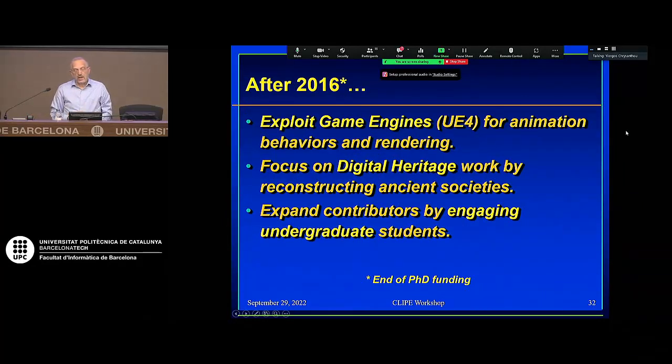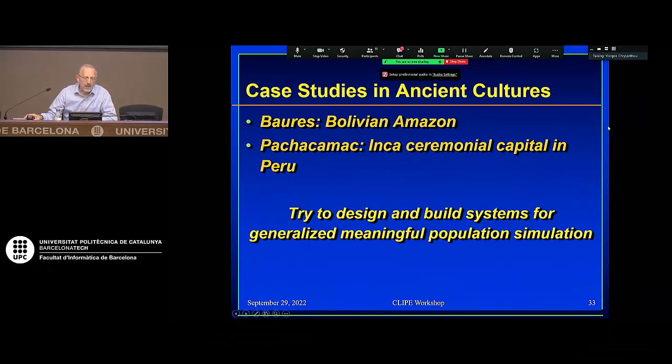So in the intervening years, the last 5 years or so, what we found is we almost never have to build renderers anymore. We just exploit game engines. We wanted to build communities, and the best way of doing that was to look at ancient societies, because there we had some motivation to do that. And because I was no longer getting research funds, I started engaging undergraduate students. My last PhD student graduated in 2017, so I no longer had a steady stream of folks who needed theses. That's okay, because undergraduates are differently skilled in many cases than PhD students, and you have to think in smaller chunks of work, which is also nice.